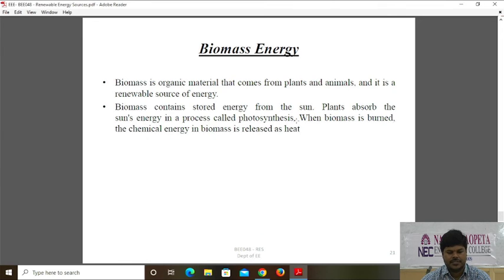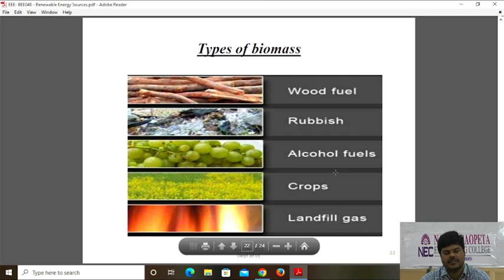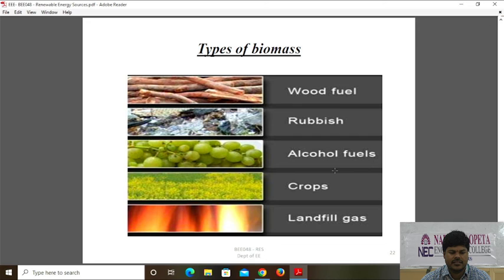Next one is biomass energy. This is now a trending one, because by collecting all waste, household waste or farm waste or cow waste, other animal waste, we are collecting all these together and we can generate power by using biomass. The main disadvantage of biomass energy is that collecting this waste is very important, and it is going to generate some pollution also. See the types of biomass: wood fuel, rubbish, algal fuels, crops, land greenhouses. These are the different types of biomass. The main disadvantages are collecting this waste and burning it.